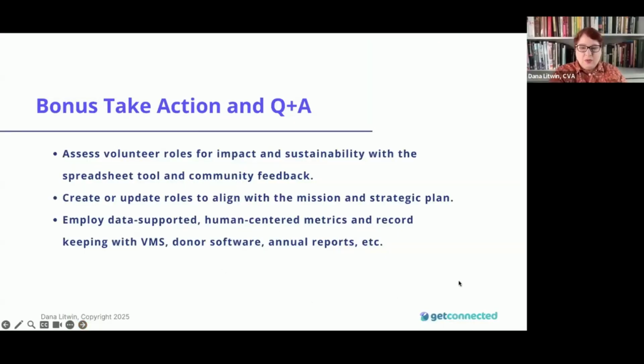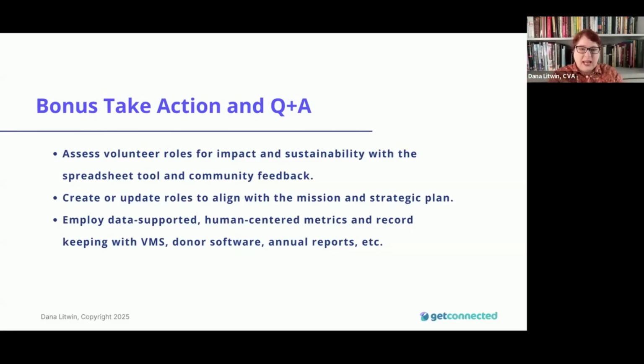So what you can do with this tool is assess volunteer roles for their impact and sustainability with the spreadsheet tool and community feedback. You can create or update roles to align with the mission and strategic plan, the way we talked about it. And then that gives you data-supported but still human-centered work, think of the 3 C's: comfort, convenience, connection, and record keeping. Absolutely, automate what you can. Don't necessarily use AI.